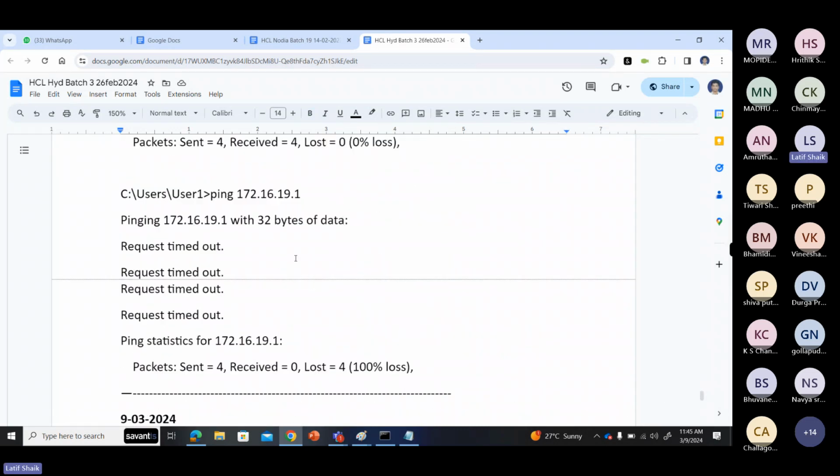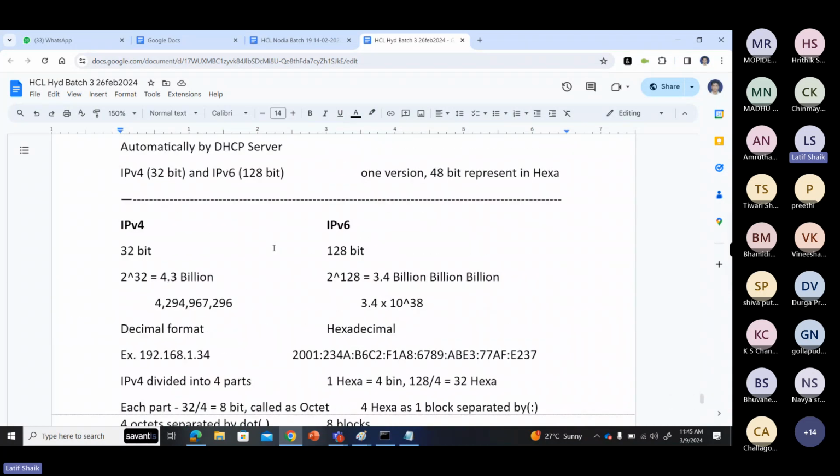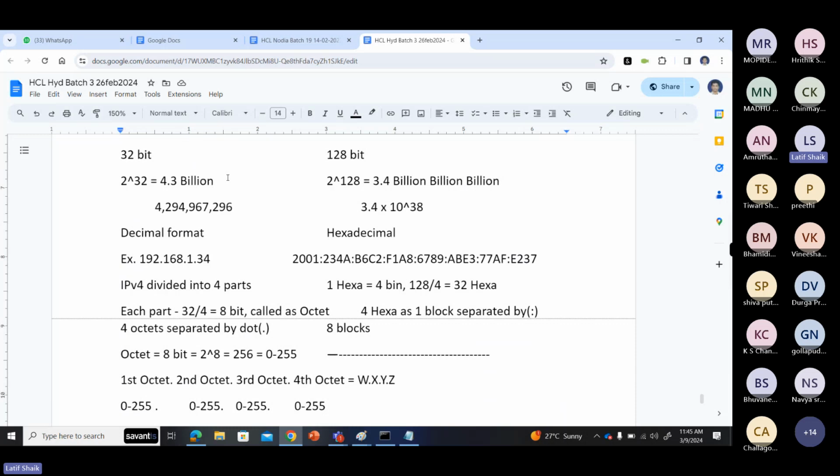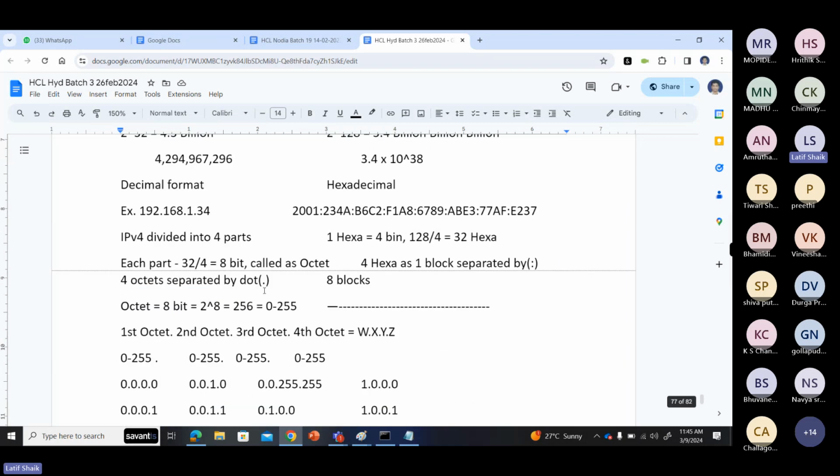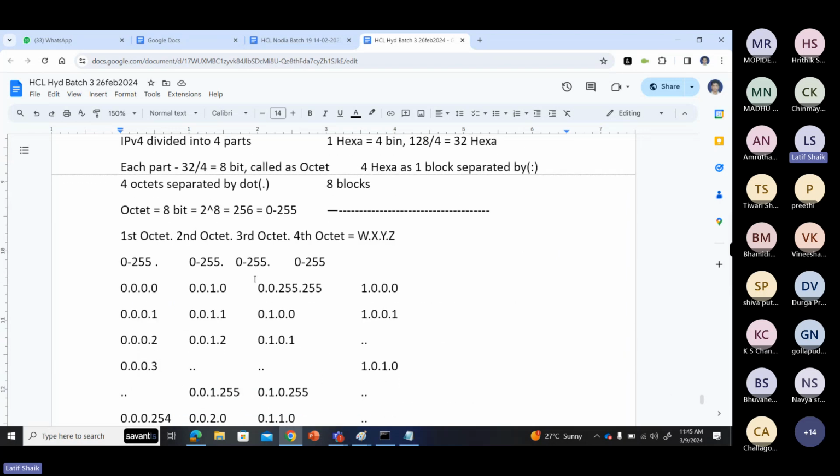So this is IPv4 again. Once again, IPv4 is 32-bit, 2 to the power of 32, about 4.3 billion IP addresses. It is written in decimal format, so it looks like this IP address: 192.168.1.34. The total 32 bits are divided into 4 parts. Each part is 8 bits, called an octet. There are 4 octets separated by dots. So we have the first octet, second octet, third octet, and fourth octet.